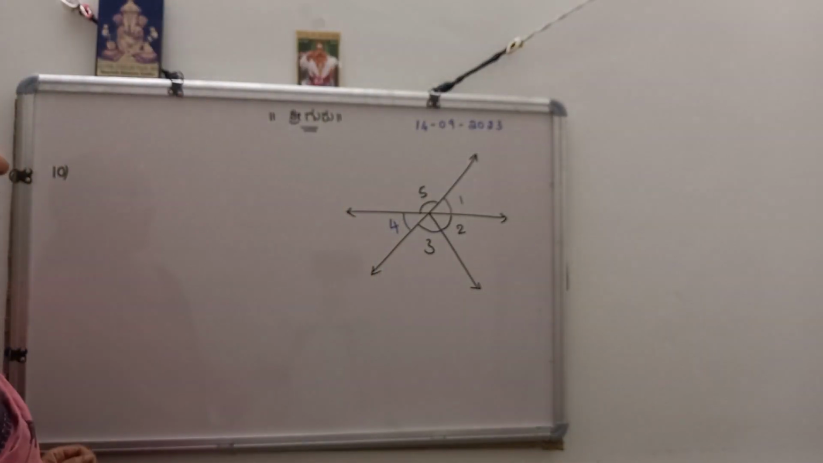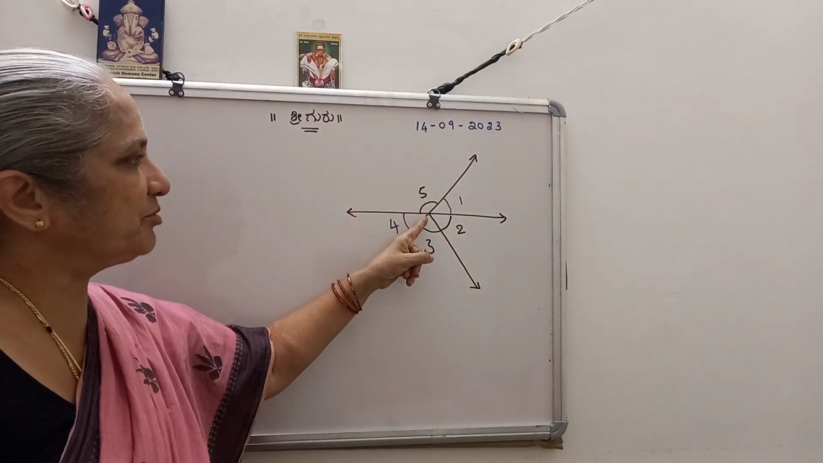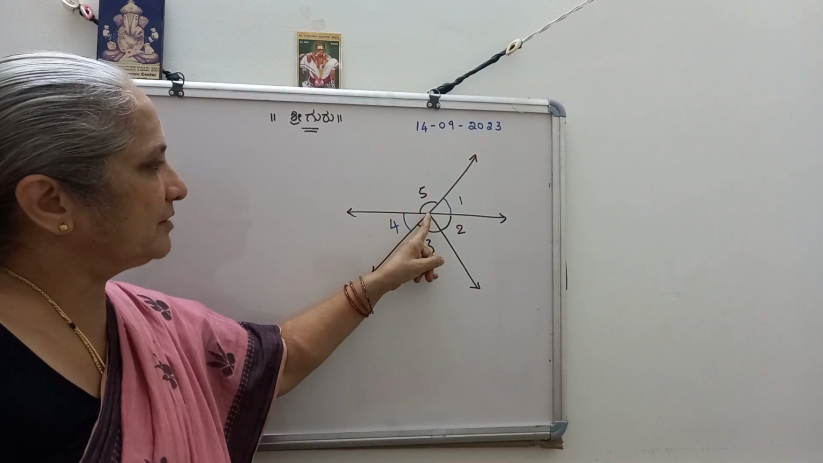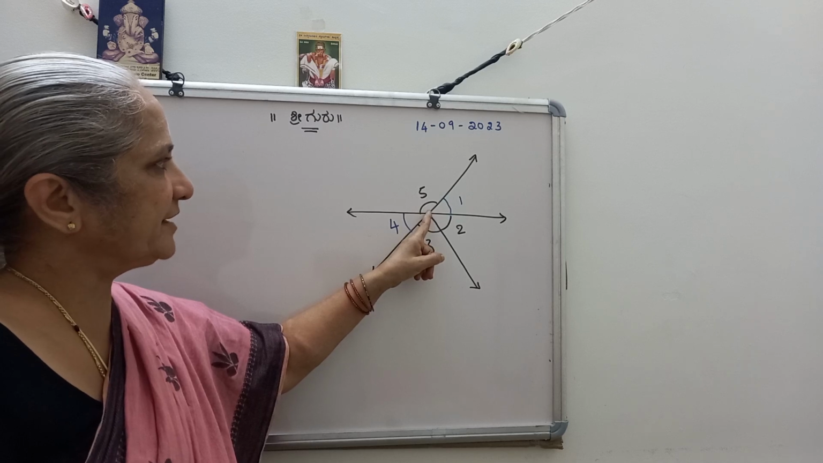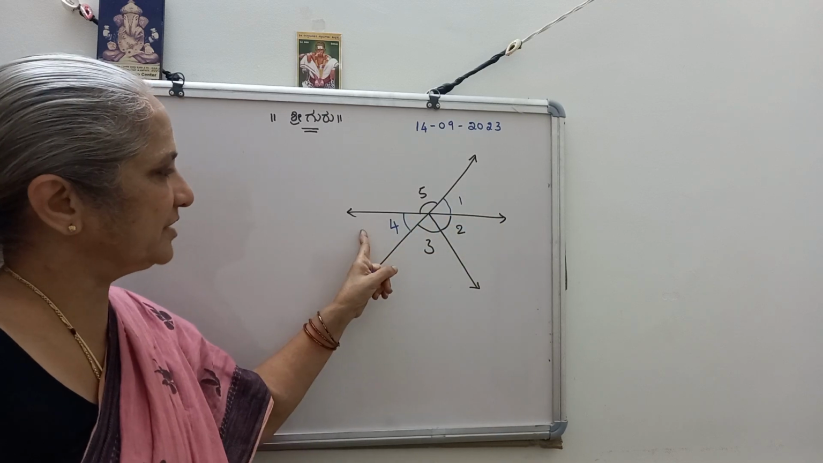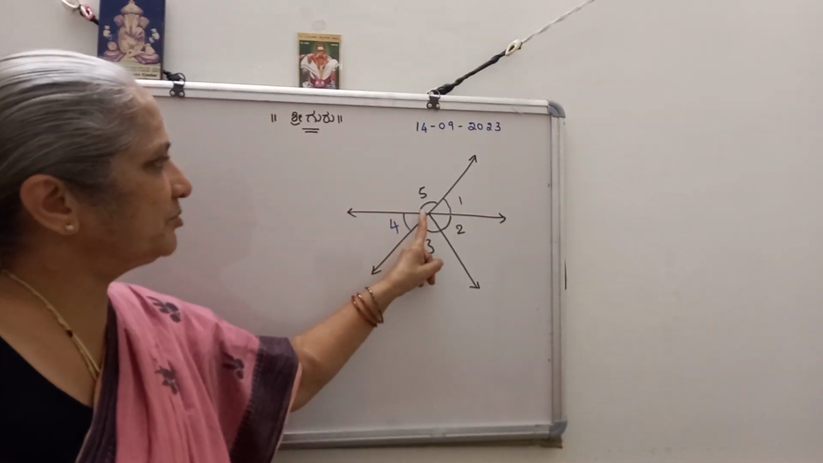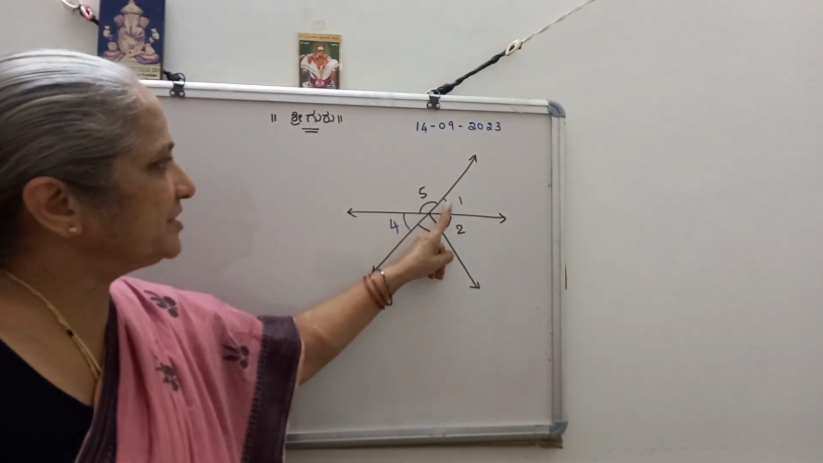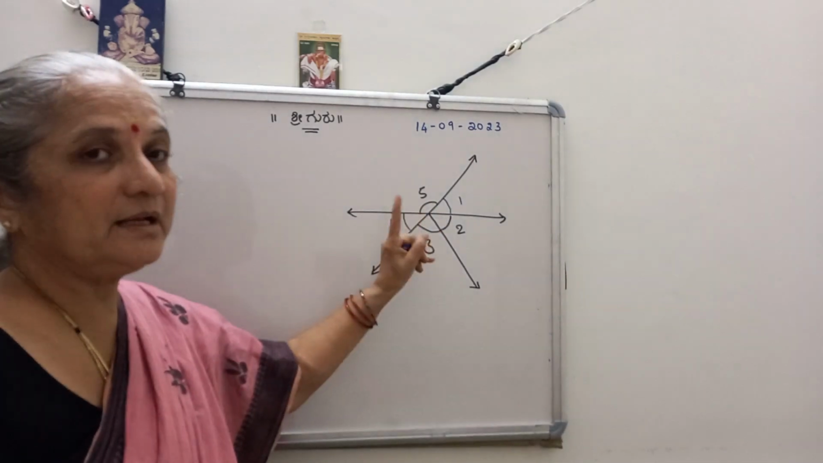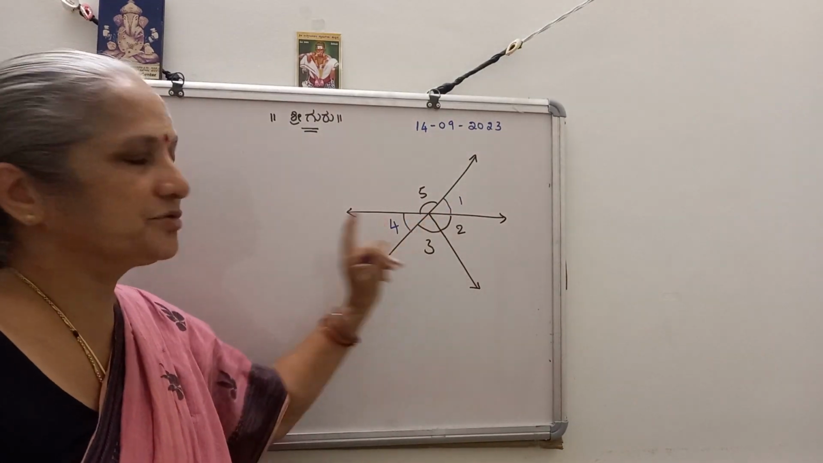Vertically opposite angles are formed when two lines intersect at one point. This is the vertex. Vertically opposite means opposite to this vertex. This angle is the first angle, and this is angle 4. These two are opposite to each other at the point of intersection. So these two angles are formed at the same vertex, but they are opposite. Vertically opposite means they are opposite at the point of intersection, which is the vertex for those two angles.